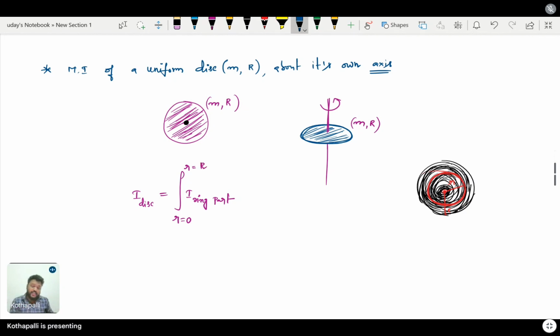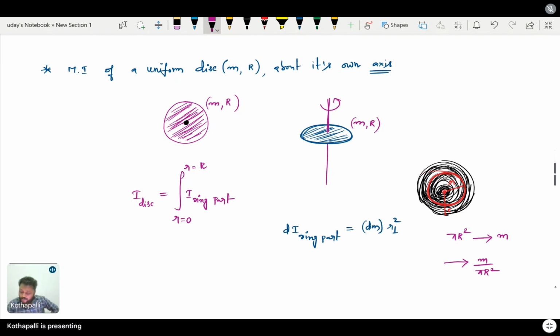But how to calculate the ring part's moment of inertia? The ring part would have a mass dm into the ring's radius squared. How to calculate the ring part mass? Very simple. I know the total mass is M, which means in a pi R square area there is M amount of mass. Then in unit area, how much mass will be there? M by pi R square, of course, the areal mass density.